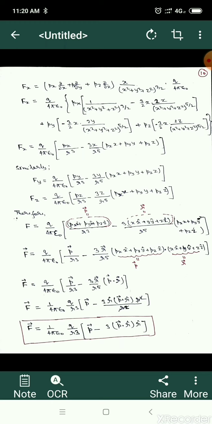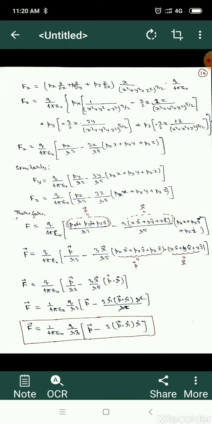So now, operating ∂/∂x, ∂/∂y, ∂/∂z, by operating we can find the value of Fx. So Fx will be equal to q upon 4πε0, that is px, once we operate ∂/∂x on this component, that will be equal to 1 upon (x² + y² + z²)^(3/2) minus (3/2)·2x·x upon (x² + y² + z²)^(5/2).